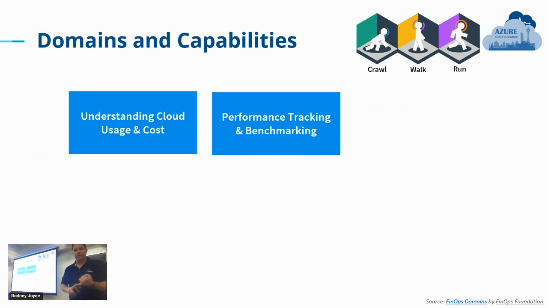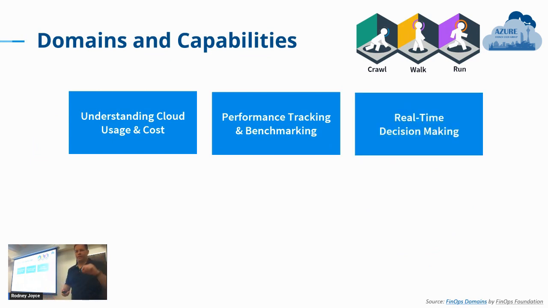The second domain is performance tracking and benchmarking. This is really about budgeting and forecasting, which you really should have in your business. How much do you want to spend in the cloud, and what's your forecast? The third one is real-time decision-making. This is all about catching anomalies, so it's real-time. If someone makes a mistake, that's no problem at all, but you catch it very quickly.